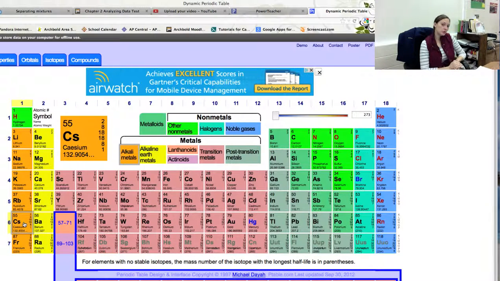For this chapter, you don't necessarily have to know the symbol and the name. I'm just getting you acquainted with it. But you will have to look on the table and tell me, is that a nonmetal, a metal, or a metalloid?